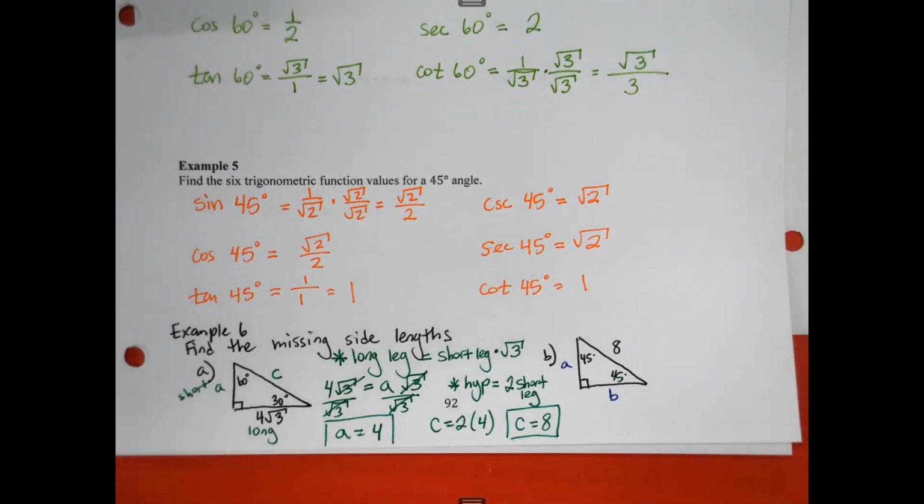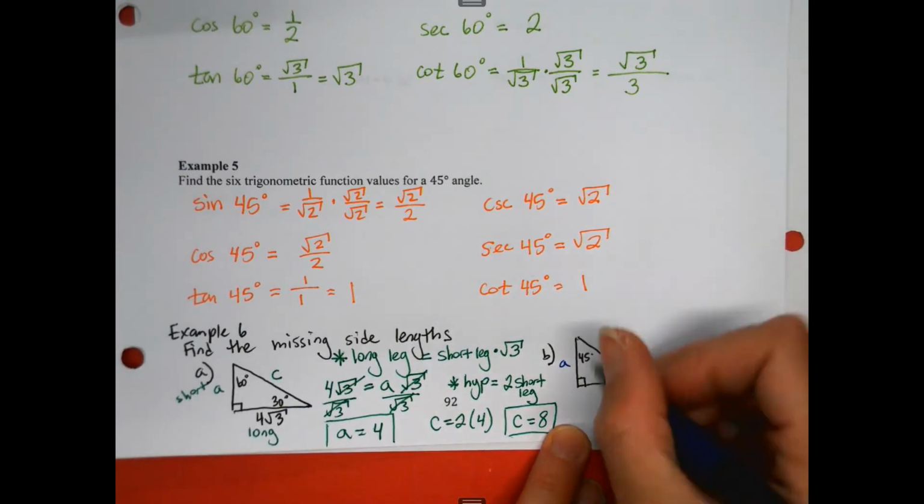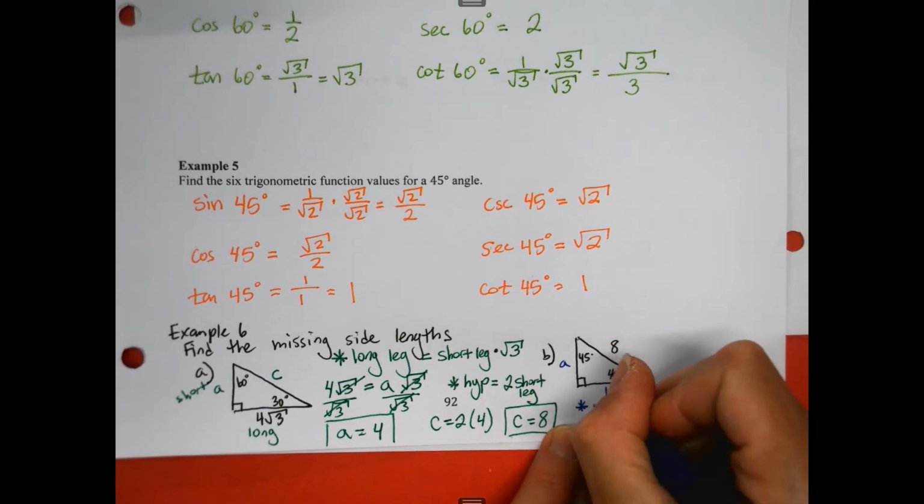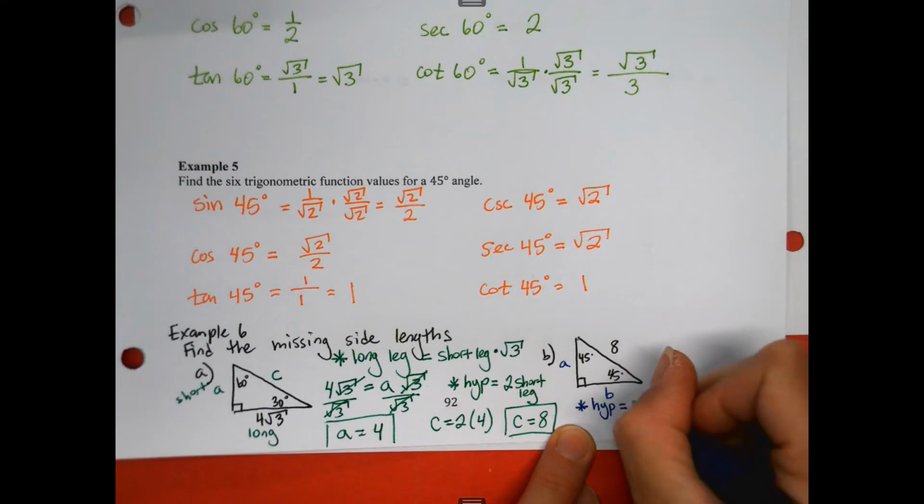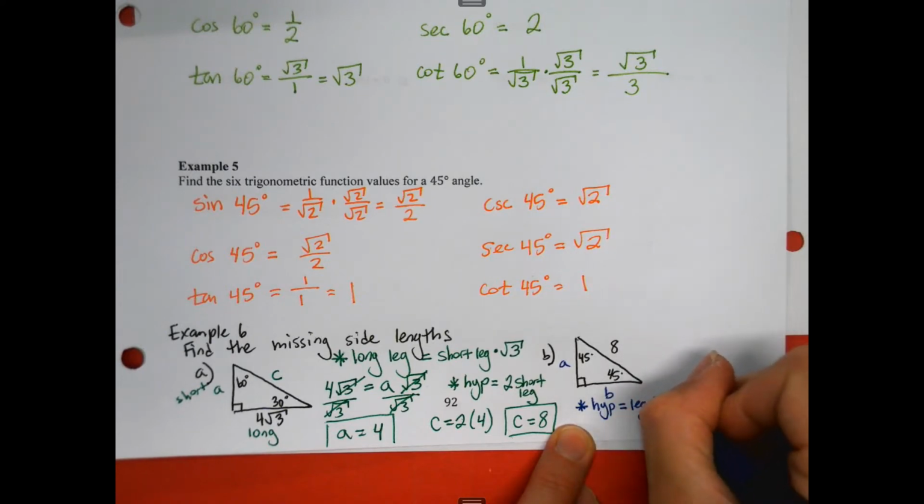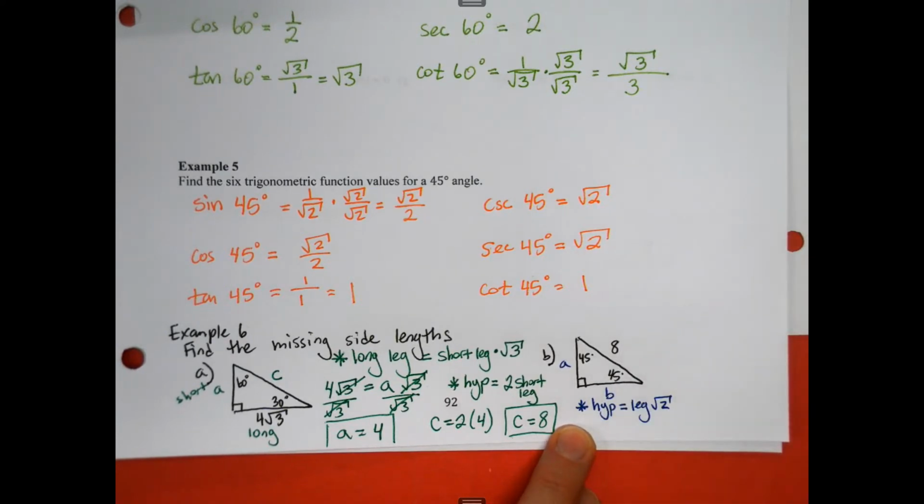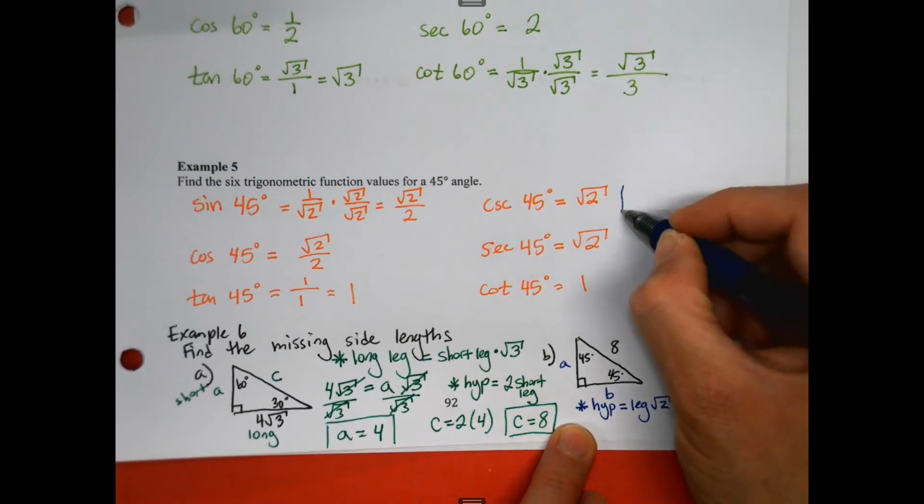For part B, we have a 45, 45, 90 triangle. There's 2 ways to do this. One is that we have a rule that says that the hypotenuse is equal to the leg times the square root of 2. The other way that we could do this is that we could just use Pythagorean theorem, because we know that A and B are equal to each other. So I'm going to actually show you both ways.